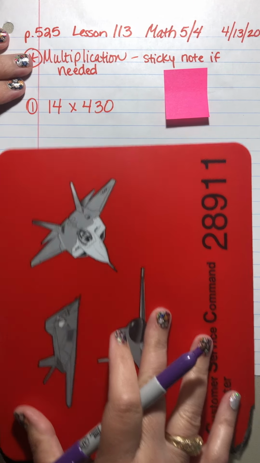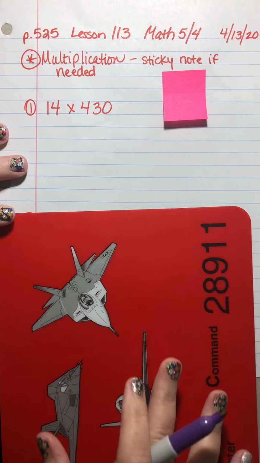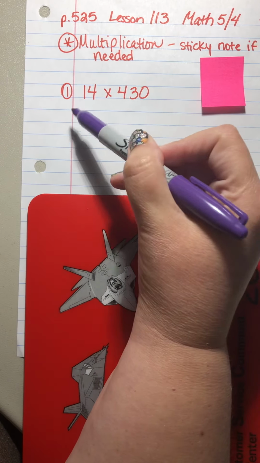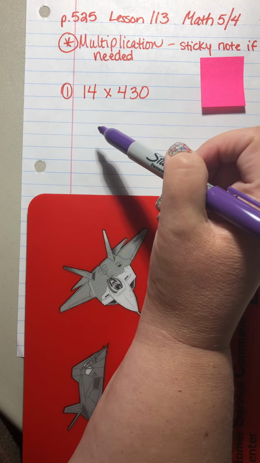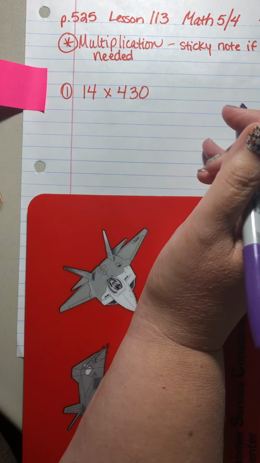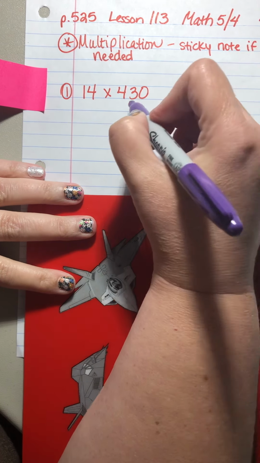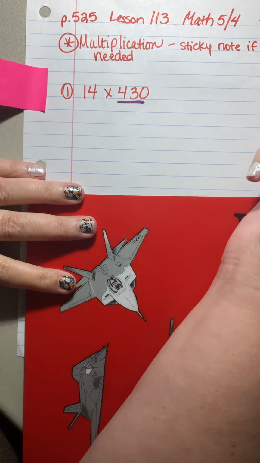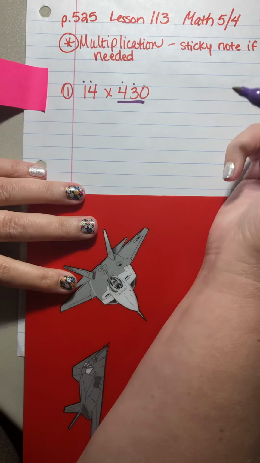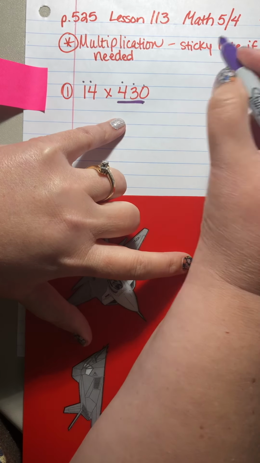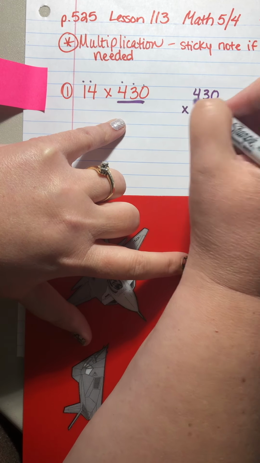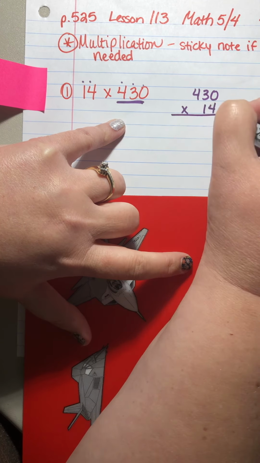I have the multiplication problem, 14 times 430. The first thing I need to do is set this up right. I can't do it this way, so we're going to set it up vertically. I'm going to move my sticky note for now over here, and I'm going to put my number with the highest number of digits on top. See, this one has 1, 2, 3 digits. This one has 1, 2. So I'm going to put my number with the most digits on top, and then my number with the fewer digits below it.